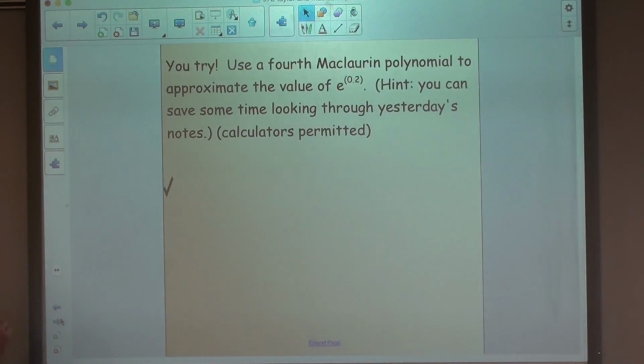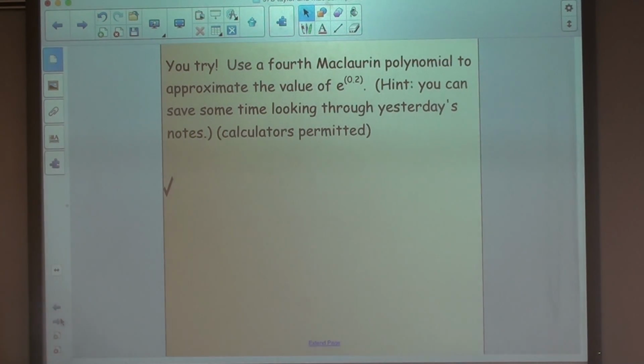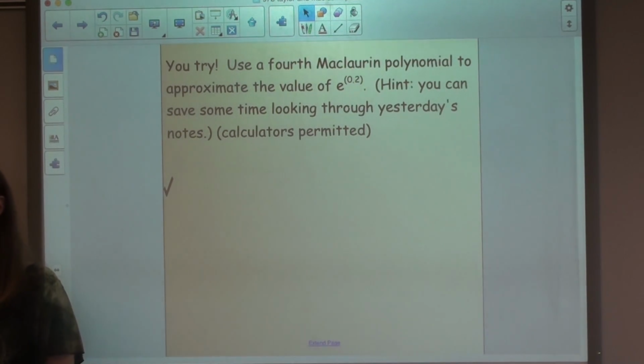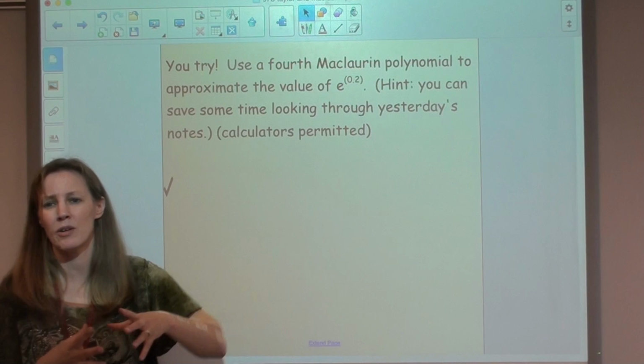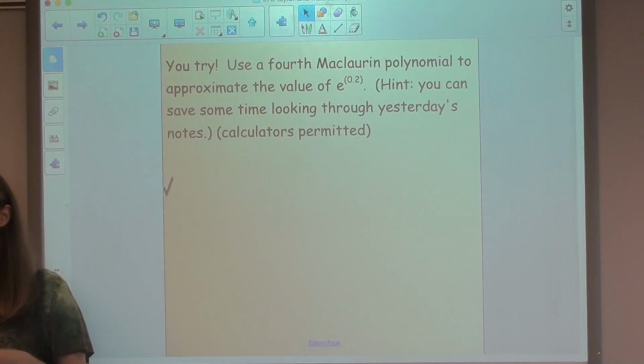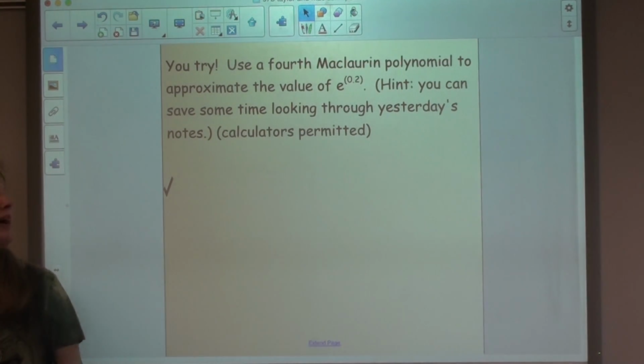Okay, so we're going to start simple. We're going to use a fourth Maclaurin polynomial to approximate the value of e to the 0.2. So the first thing you're going to have to do is find a Maclaurin polynomial approximation for e to the x. And of course, where would we want the center to be? If we want to plug the 0.2 in, where do you think would be a good center that's near 0.2? 0, right? Pick an integer near there, right?